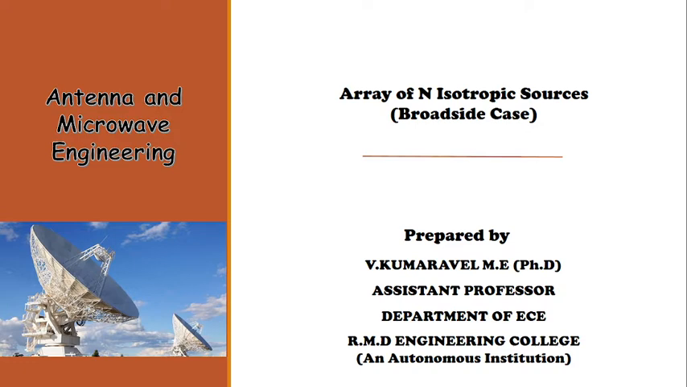Today's topic we are going to discuss is the array of n isotropic sources under the broadside case. We know that in a broadside array, the major lobe maximum is perpendicular to the array axis. So now, in this topic, we are going to find the direction of pattern maxima.